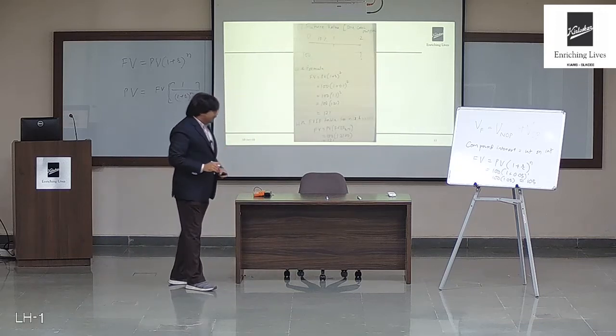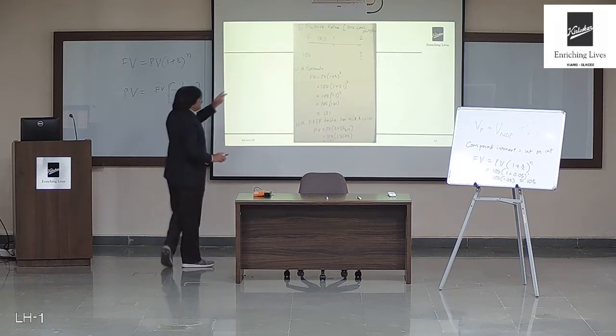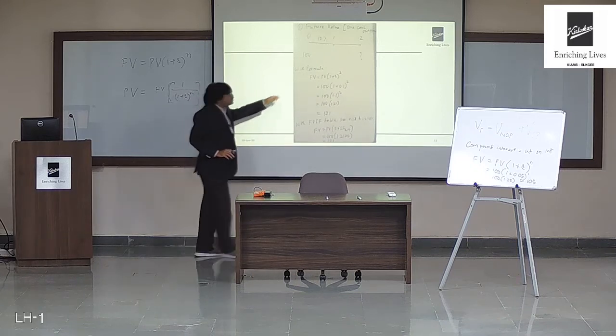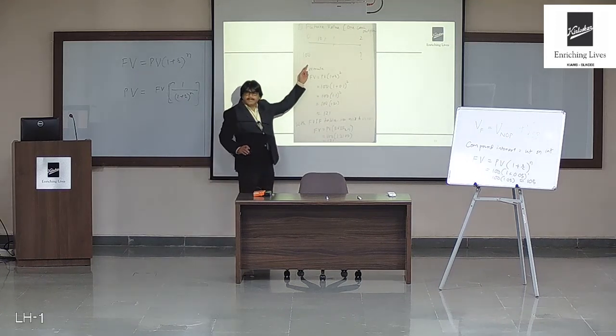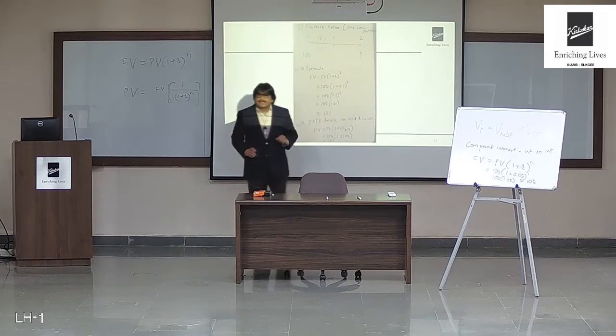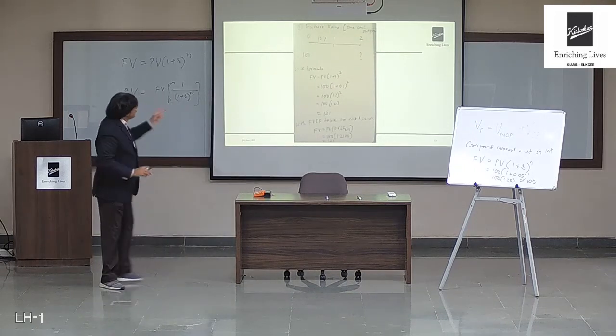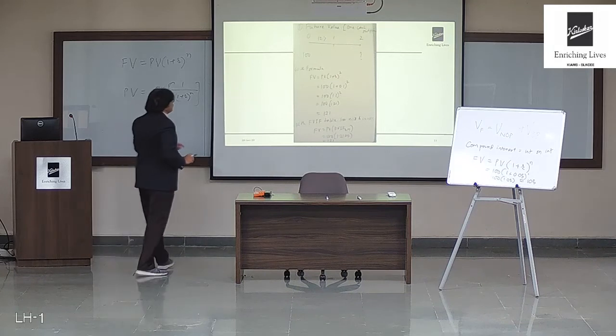Now we can take certain examples. As you can see on the board, say, for example, a one-time cash outflow. Suppose you invested 100 rupees today, and we want to determine the value of that 2 years down the line at a given interest rate. And let's assume that the interest rate for the period is 10%.